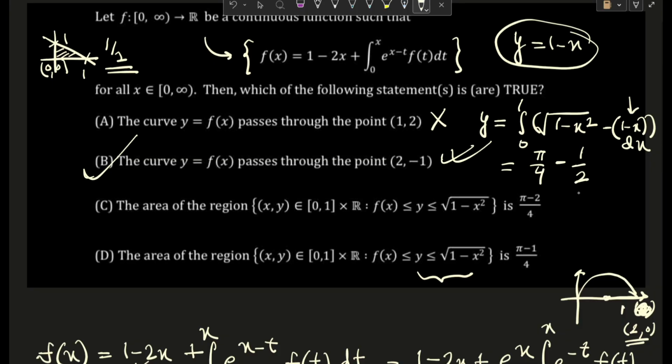This is how you do things quickly without giving too much time. You should keep your eyes open when doing such things. Who will go on to integrate this huge expression when you know the standards? So this actually becomes pi minus 2 by 4, which is option number C. So I guess these will be the correct answers for this question.